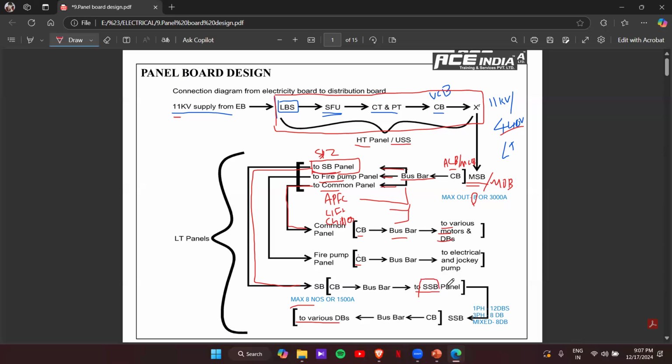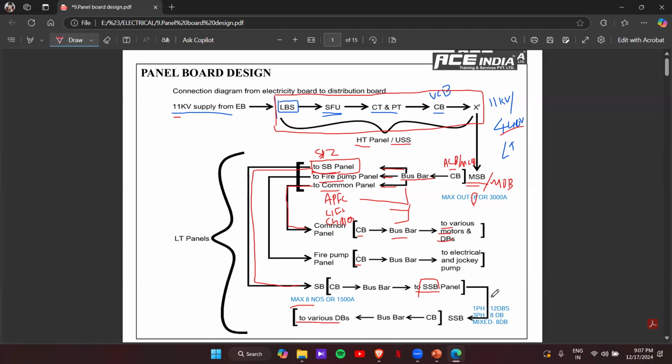In one SSB you can take 12 DB connections if it is single phase; if it is three phase, you can take 8 DBs; mixed also 8 DBs. Sir, from SB, we cannot connect directly to DB, it should go through SSB only? It's not necessary. If you have only 8 DB connections, you can take directly from the SB itself. But if you have more numbers, you'll have to split that.